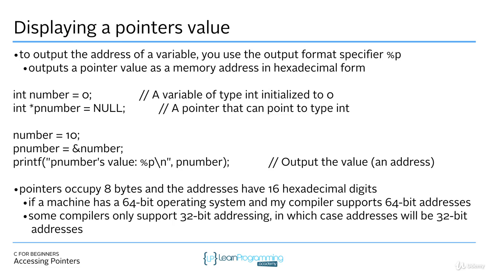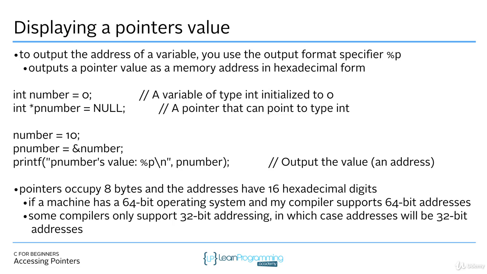So how does that work? Well, it depends on whether or not your machine supports 64-bit or 32-bit addresses. If your machine has a 64-bit operating system, then you're going to see 16 hexadecimal digits. If your machine or your OS only has 32-bit addressing, then you'll see the hexadecimal represented as 8 hexadecimal digits.